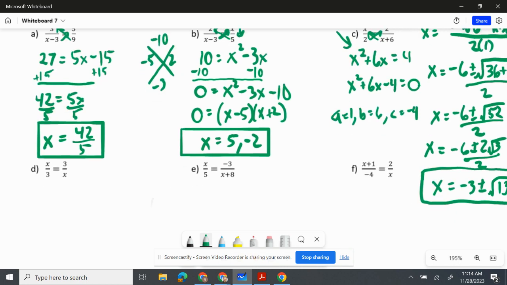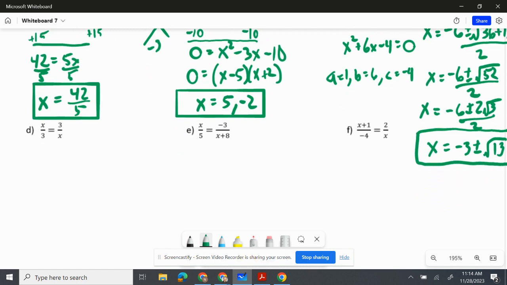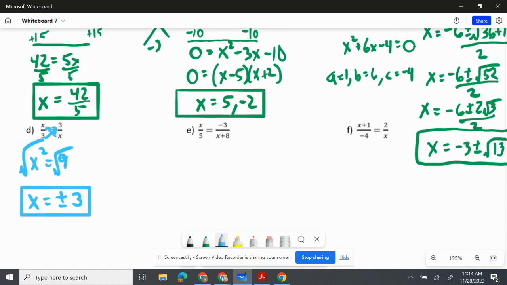So let's do a few more. For the next one, we're going to cross multiply again. X times x is x squared. 3 times 3 gives us 9. Since it's a quadratic, I'm just going to take the square root, and x equals plus or minus 3. We could have subtracted the 9, set it equal to 0, factored it, and solved it, but since it's just x squared equals 9, it's easy to find the square root.